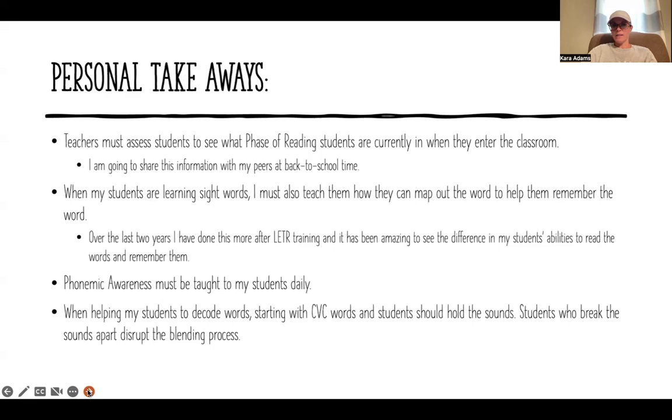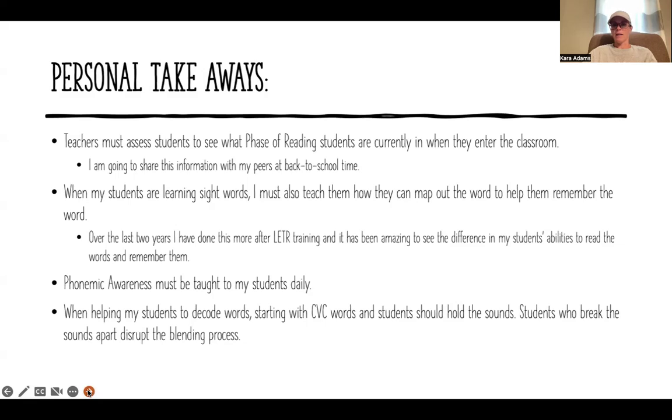Some personal takeaways that I had is that, like I've said before, teachers must assess our students. We have to know what phase of reading they are in when they enter our classrooms and throughout the year. This is something that I've read a couple of times throughout my master's classes, but this is something that I'm just going to remind my staff of when we go back in August, of these different phases that our students may be coming to us with.